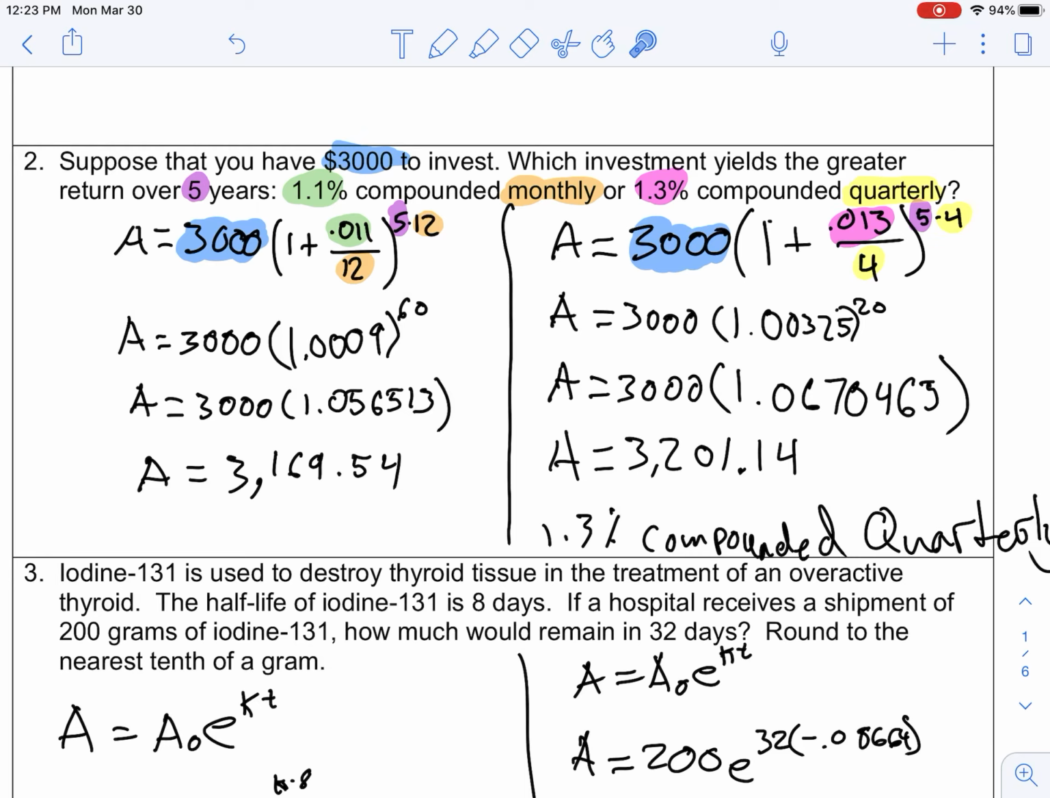In my other one, same idea, follow that same process, and I get this value here, $3,201.14. Over here I have $3,169.54. So which one made more money is really what it's asking. Yields the greater return, and that's going to be our 1.3% compounded quarterly.